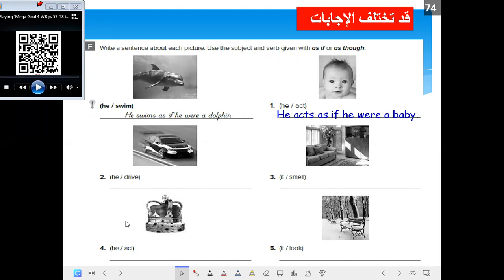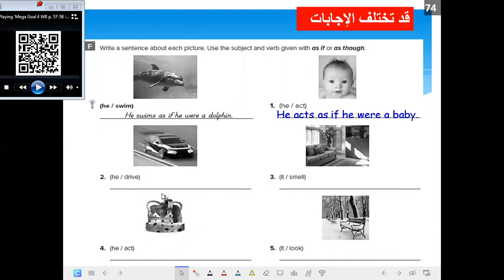Can you answer number 2 يزيد? Yes, Mr. Okay. I want you to answer number 2. I want you to make a sentence using as if or as though, as we did in the example or in the first sentence or picture. He drive as he a race car.